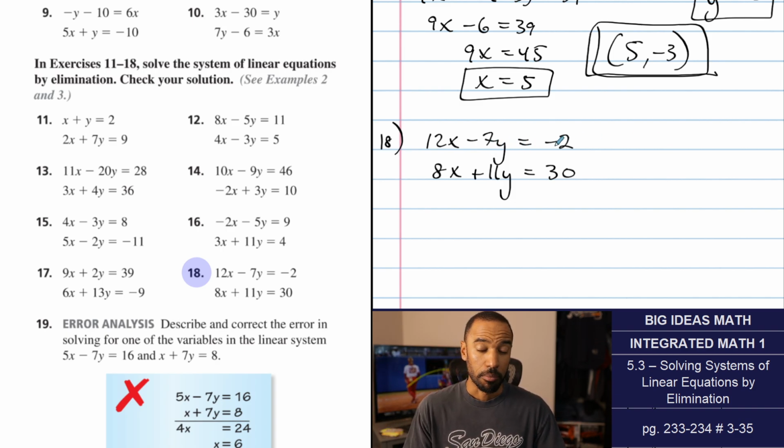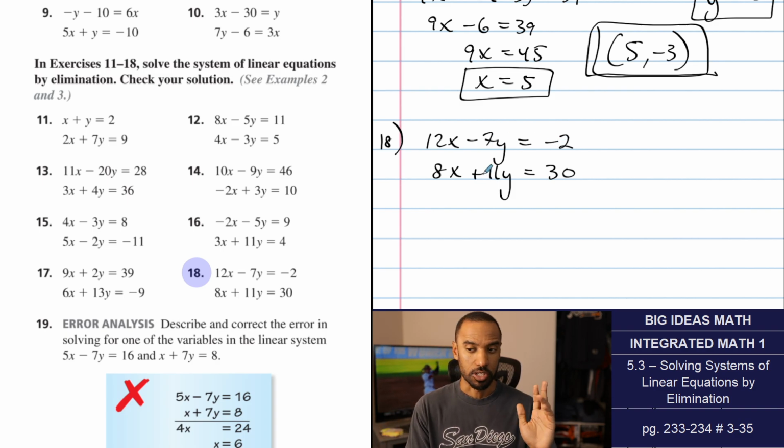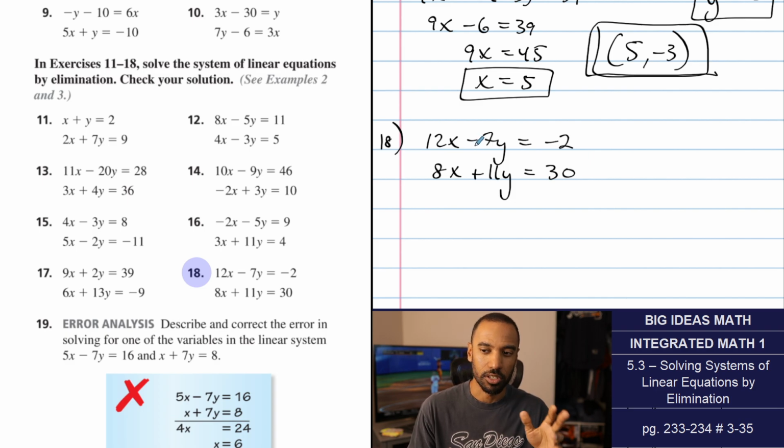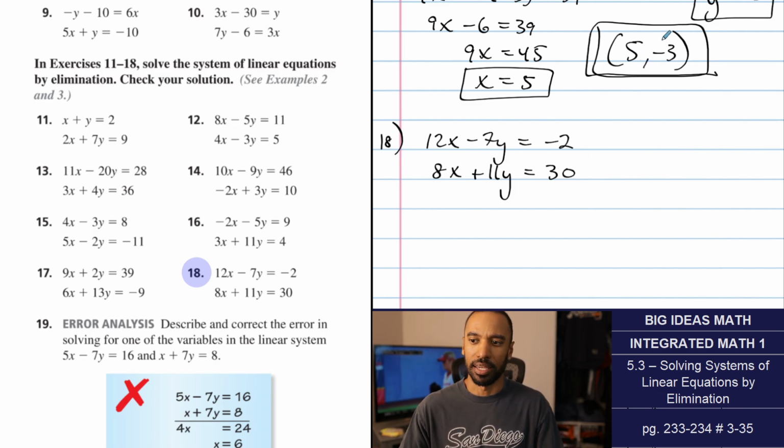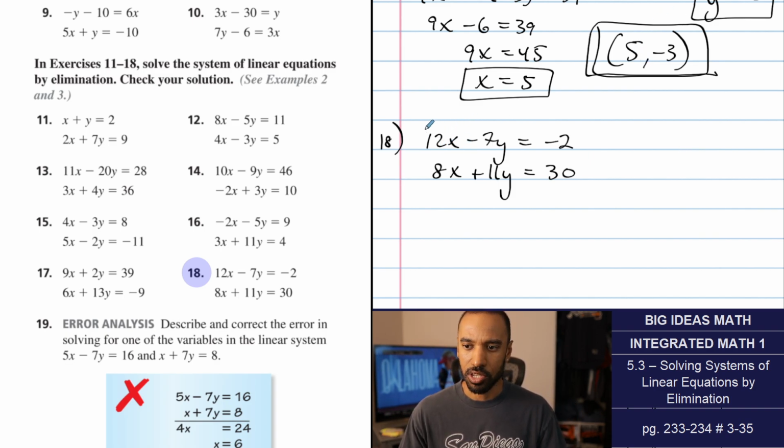7 and 11 have a least common multiple of 77. That makes numbers bigger. The signs are opposite. That's a nice part. But I'd say that's a little too big of a multiplication. Now I got to do 12 times 11, and then I got to add with 132. That's going to be a little big. Let's just stick with the x's on elimination here.